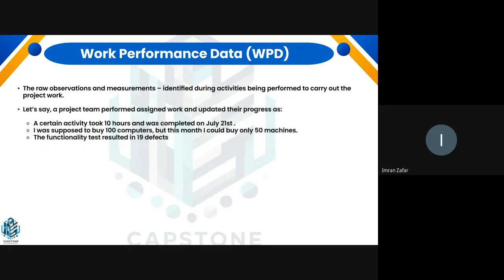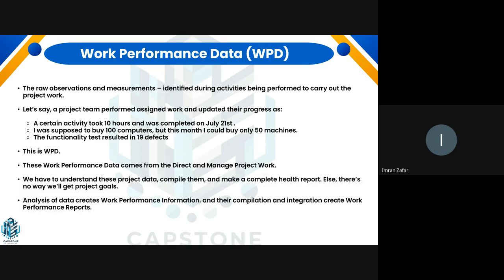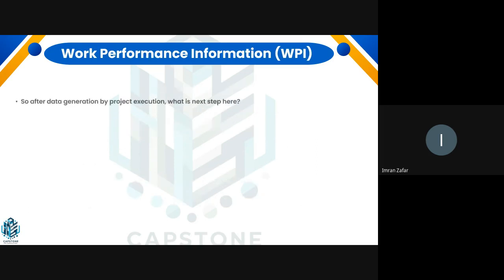So you guys already told me that work performance data, or WPD, is the raw measurements, and I already gave you the example that it took 10 hours, or we bought 100 computers and stuff like that. This is all raw data. This is not going to tell you anything about your project, where we are standing in terms of our plan. So we need to convert this raw data into something more meaningful.